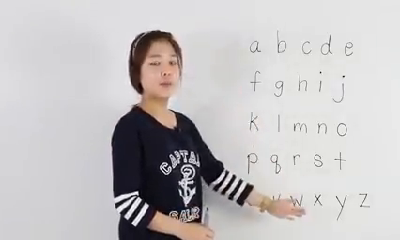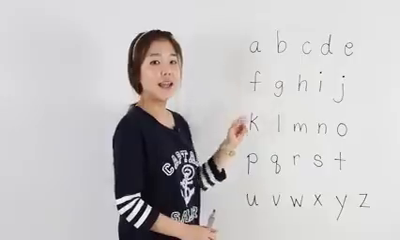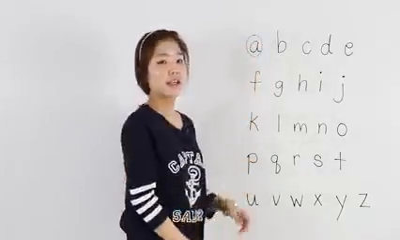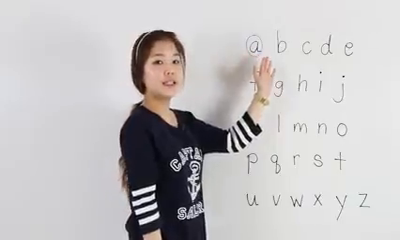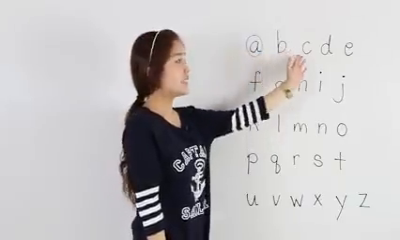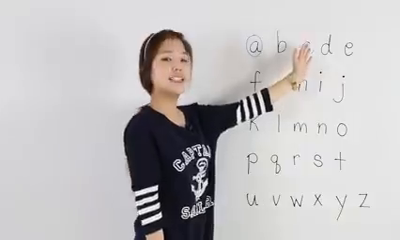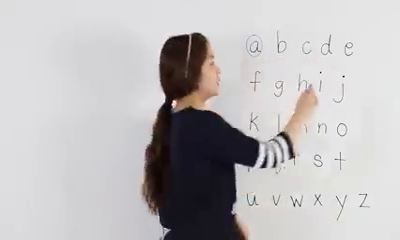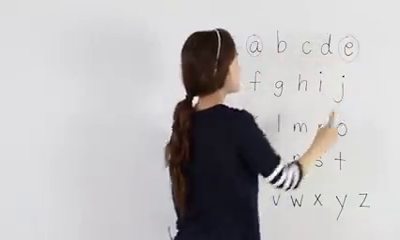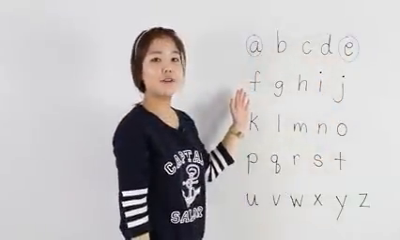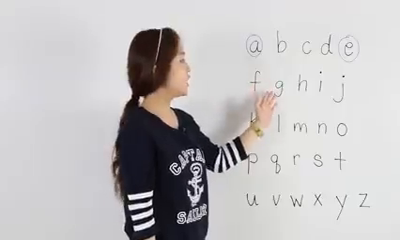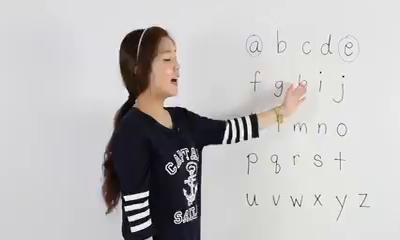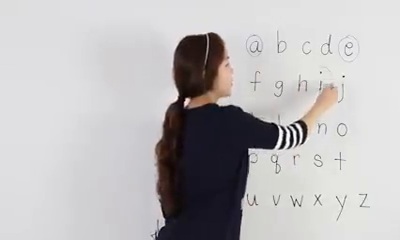Here's the alphabet. The first letter, A, is a vowel. The next letter, B, is a consonant. C is a consonant. D, consonant. E is a vowel. Then F is a consonant. G, consonant. H, consonant. I is another vowel.